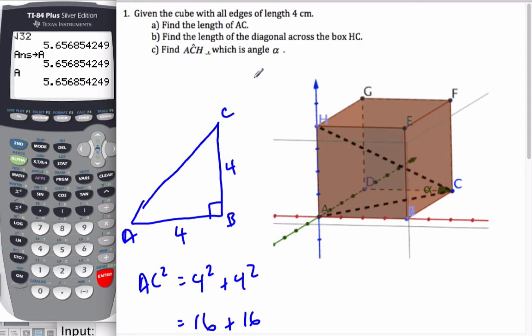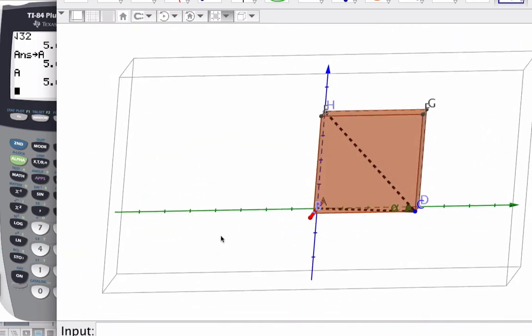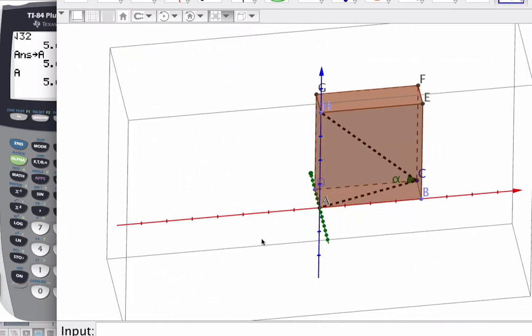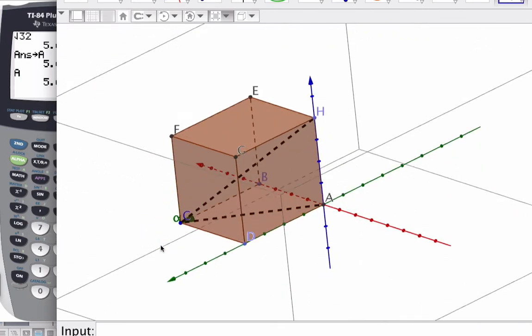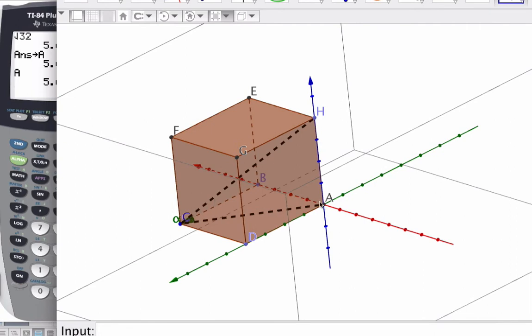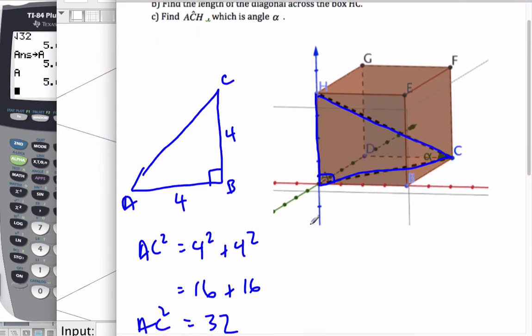Now part B says find that diagonal across, HC. If I look here carefully, I can see that I have another triangle going through the center of the box, which is also a right angle. If you're not sure, if I go over here, I can see that that is going through the center of the box, and it is also a right triangle here as well, going HCA, where A is the right angle. And so using that idea, I'm going to redraw my triangle down here.